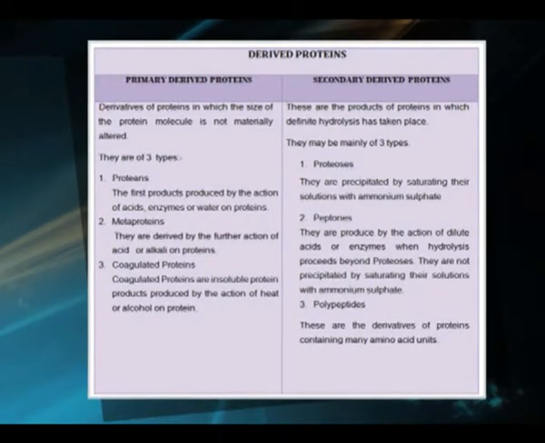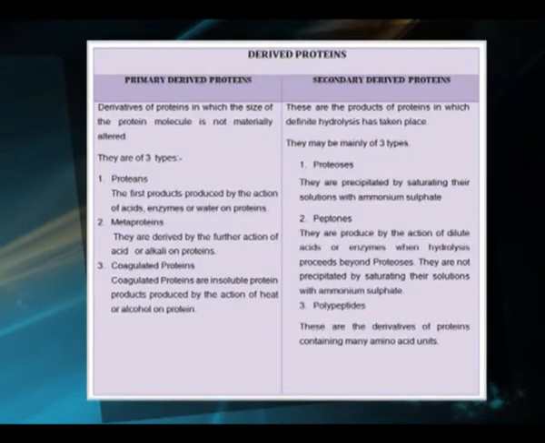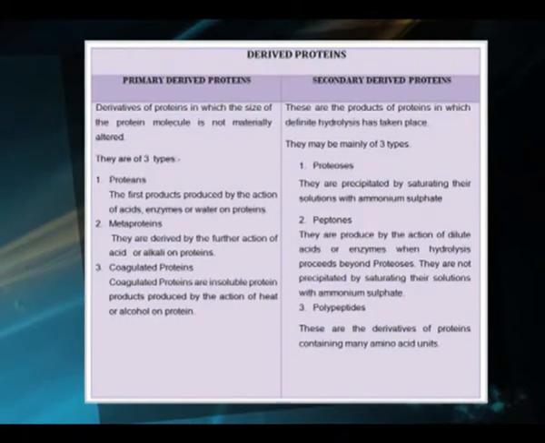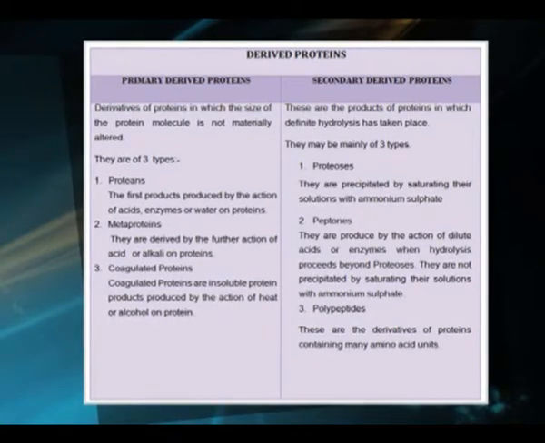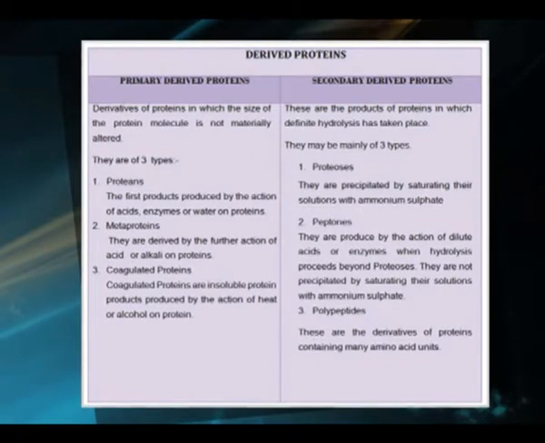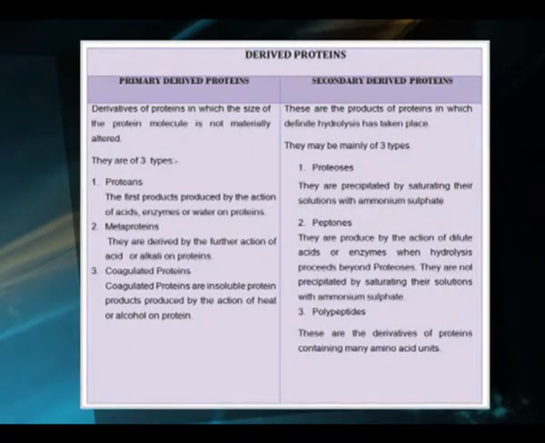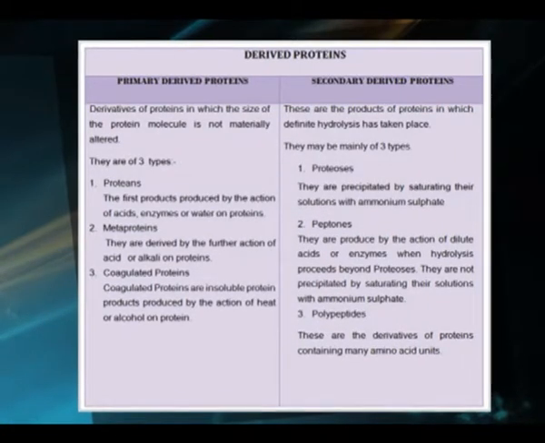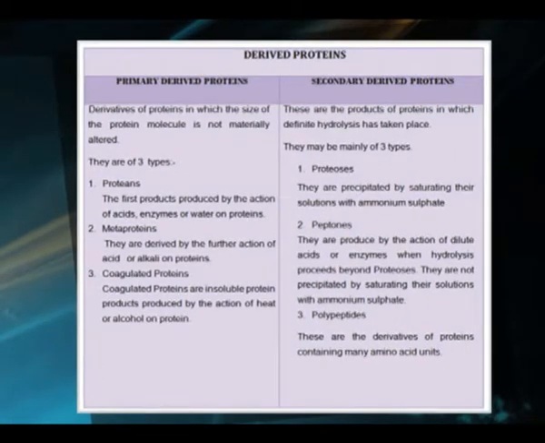Derived proteins are the intermediate products formed from natural proteins when they are hydrolyzed by heat, acids, alkalis or enzymes. They are of two types, primary derived proteins and secondary derived proteins. Primary derived proteins, these are derivatives of proteins in which the size of the protein molecule is not materially altered. They are of three types.